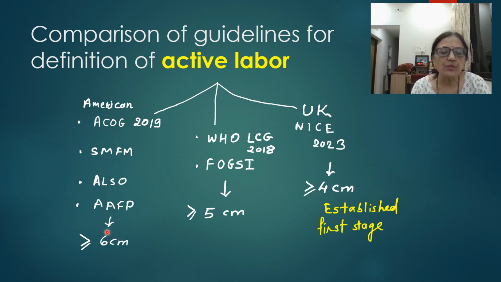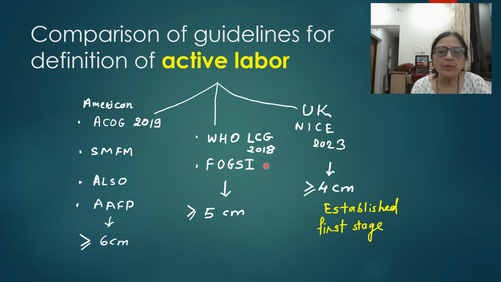That means whenever dilatation of the cervix is greater than or equal to 6 centimeters, labor has entered into the active first stage of labor. That is the definition given by American guidelines. On the other hand, the WHO Labor Care Guide 2018 is a landmark recommendation which we obstetricians have for managing labor. It has also been endorsed by FOGSI, the Federation of Obstetric and Gynaecological Societies of India, as the guiding guideline for us obstetricians in India to follow.